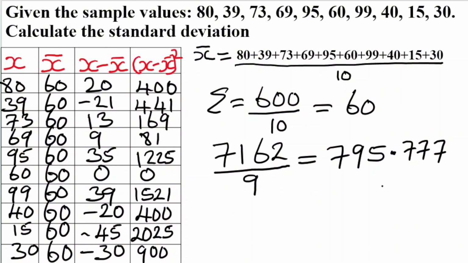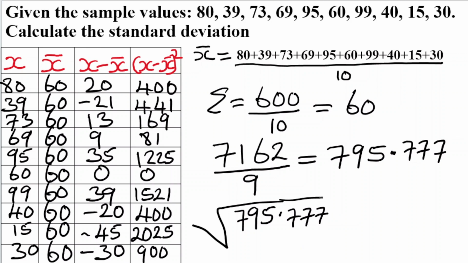Let's take the last one, which is the square root of our step 5 result. The square root of 795.77 is equal to 28.209.